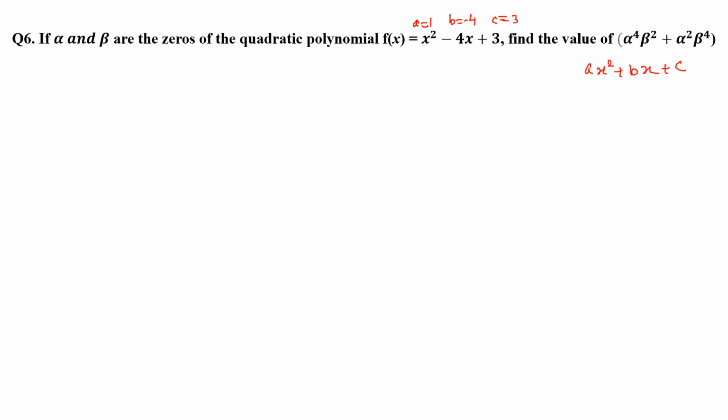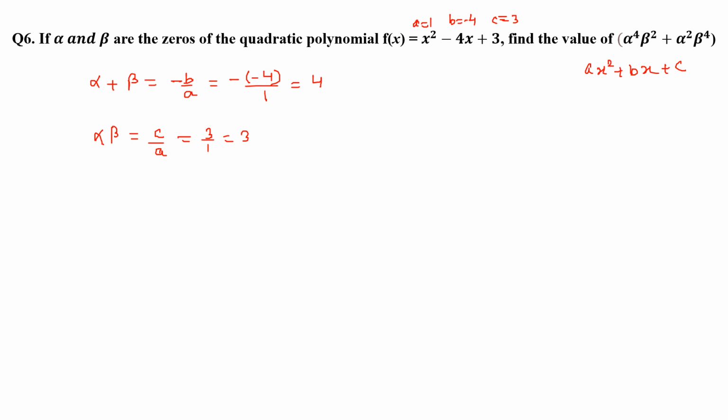And it is given alpha and beta are the zeros of the polynomial. So let's find the sum of the zeros. Alpha plus beta is equal to minus b by a. So it is minus of minus 4 by 1, which will give me the value 4. And alpha beta is c by a, which is 3 by 1, equal to 3.